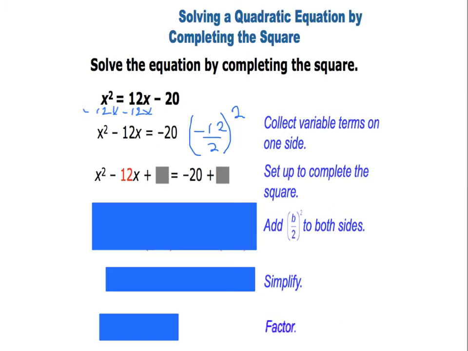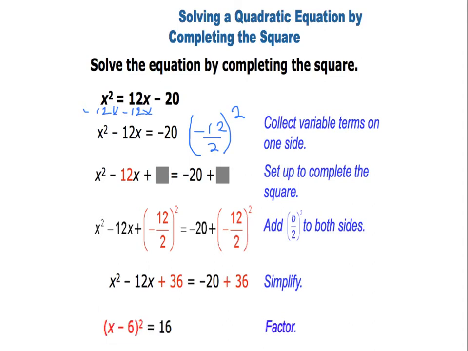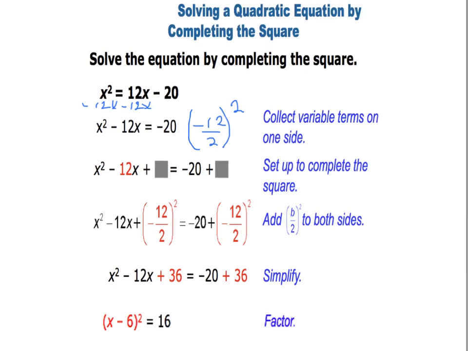All right, moving on. So we're going to go ahead and add that to both sides, and then we're going to simplify. In simplifying this, you end up with x squared minus 12x plus 36. We added that to both sides. Now we're just going to simplify here. So negative 20 plus 36 is going to give us 16. All right. So now let's push this up just a little bit so we can continue.